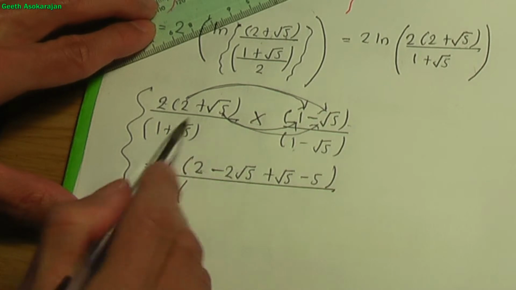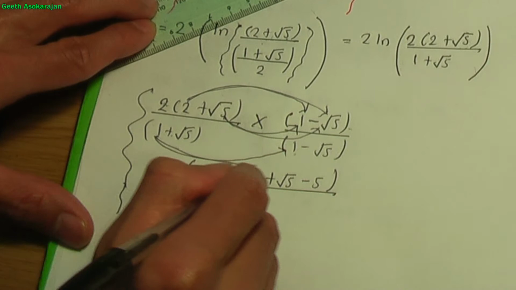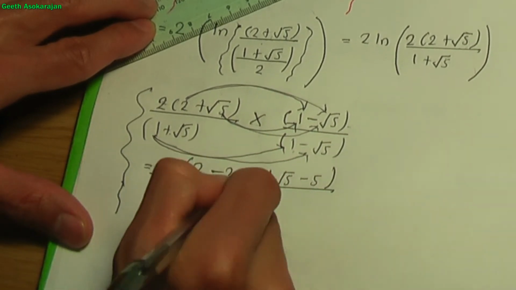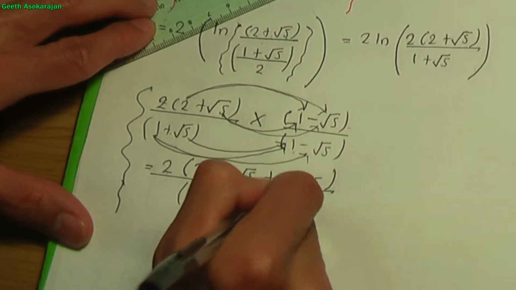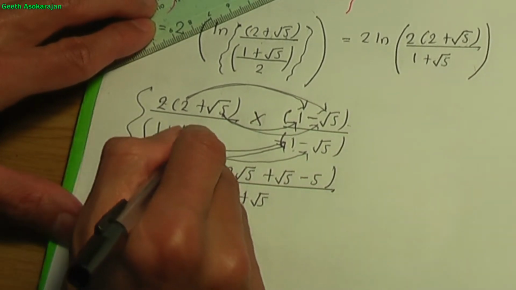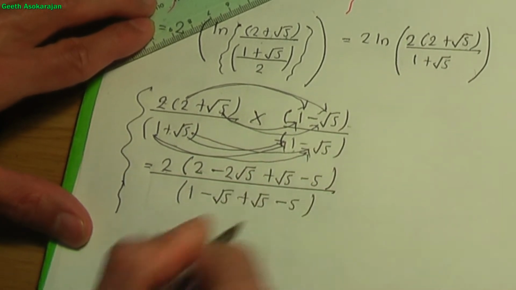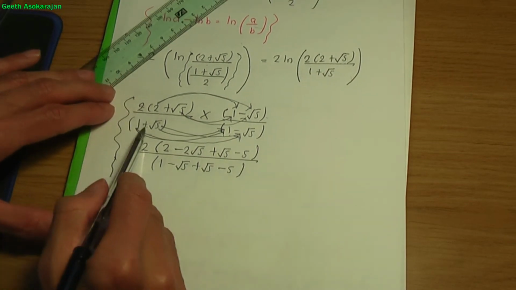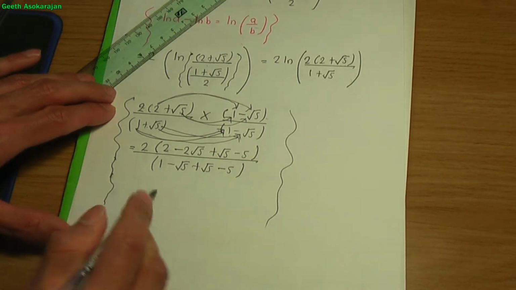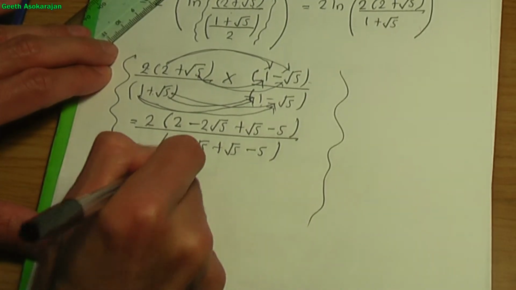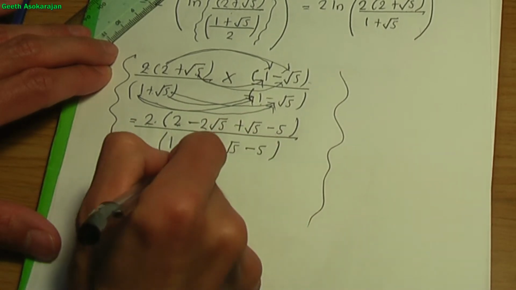Divided by, and when you expand these two brackets in the denominator, 1 times 1 is 1. 1 times minus root 5 is minus root 5. Root 5 times 1 is plus root 5. And root 5 times minus root 5 is minus 5. So this is the result for when you multiply the brackets in the denominator. So let's simplify. So we're going to have 2 from here. 2 minus 5, that is minus 3.